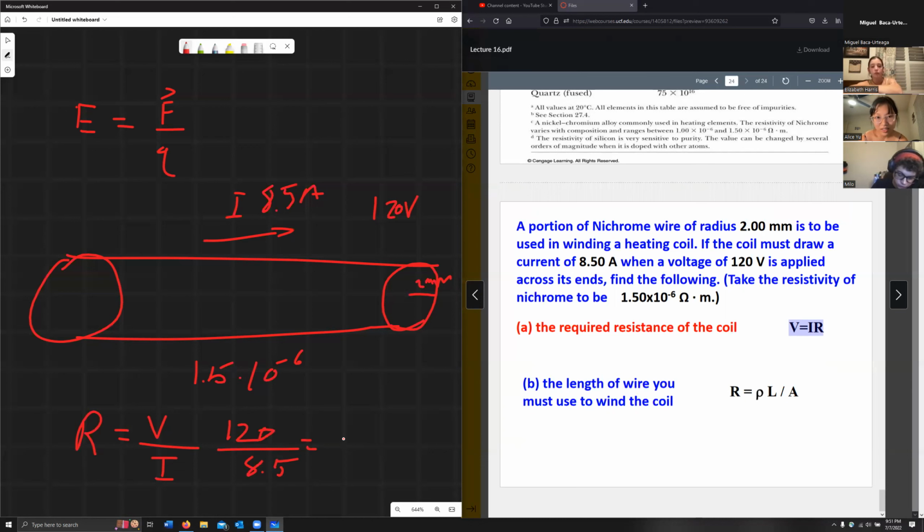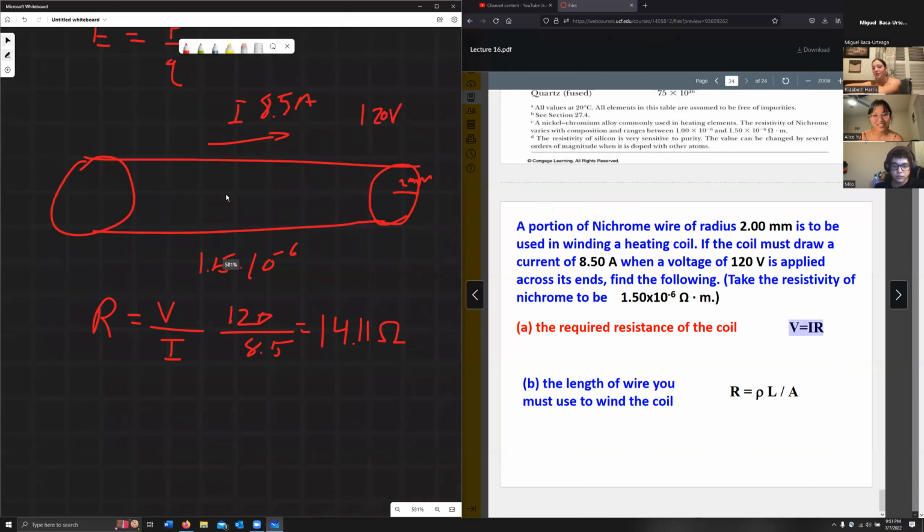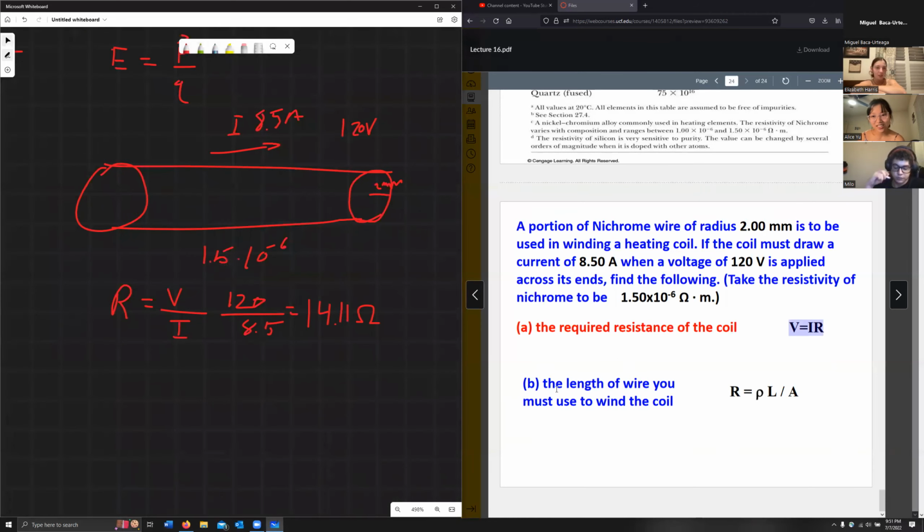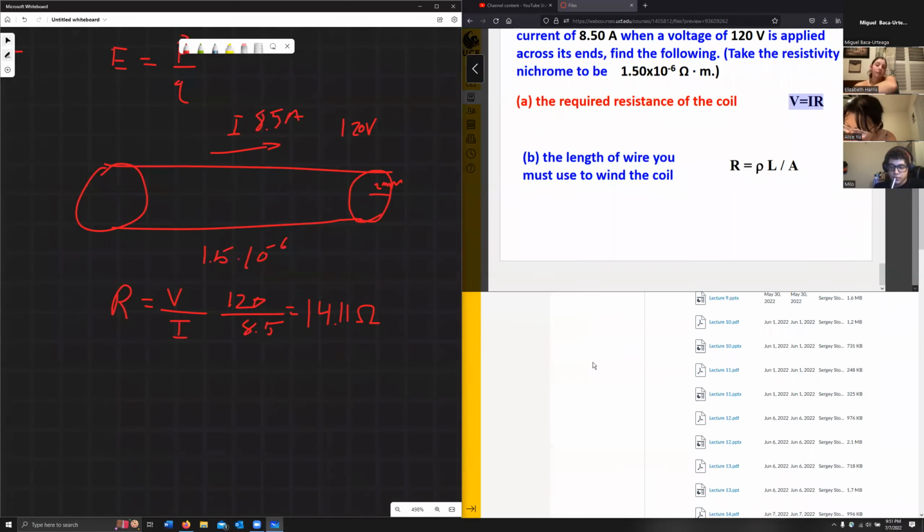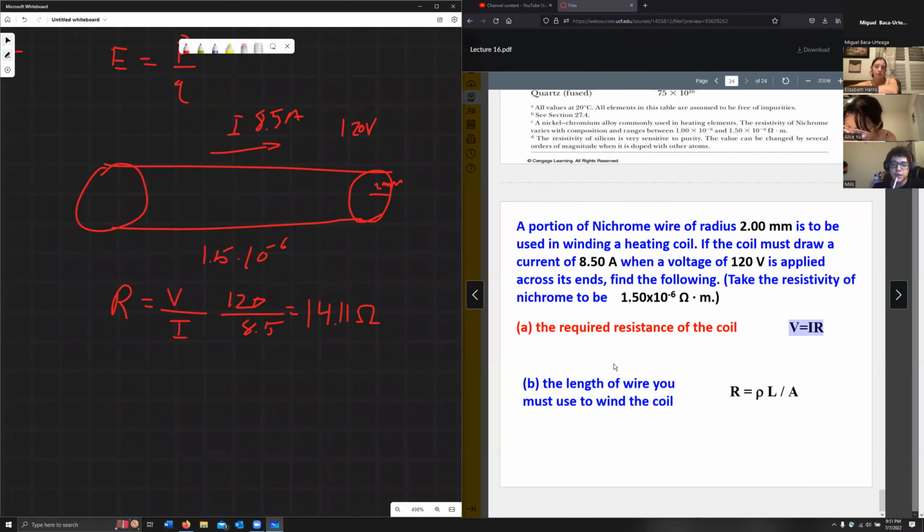We thought this was gonna be hard. Look at this, 14.11. And that's gonna be ohms. Then the length of the wire you must use to wind the coil. So it's just saying find the length. In this case, it's the same thing.